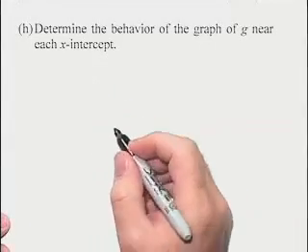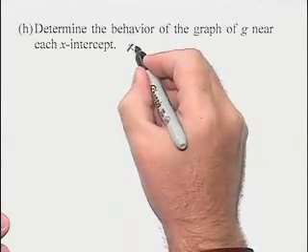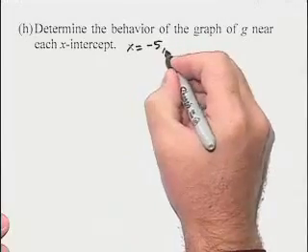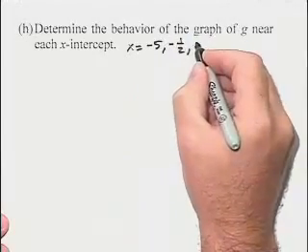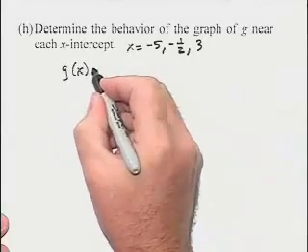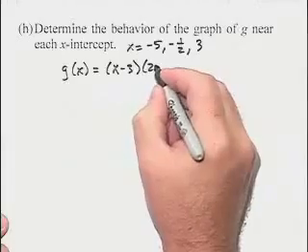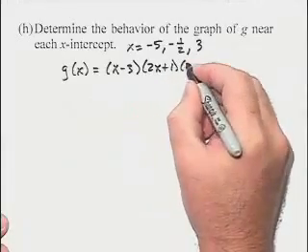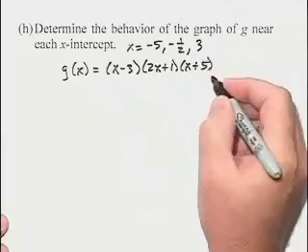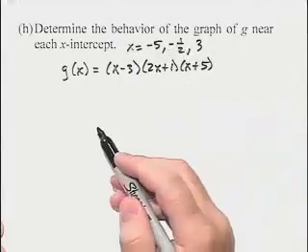In determining the behavior of the graph of our function near each x-intercept, let's first note that our x-intercepts were -5, -1/2, and 3, and that we could write our function g in factored form as (x minus 3)(2x plus 1)(x plus 5). So we look at the behavior near each of the 3 x-intercepts that we have.